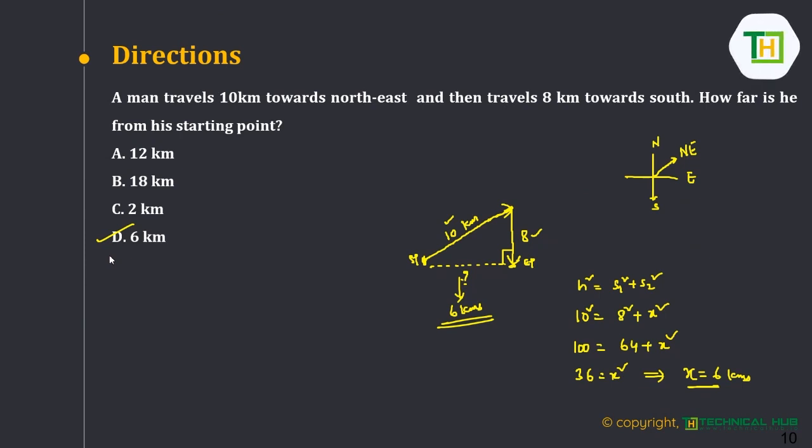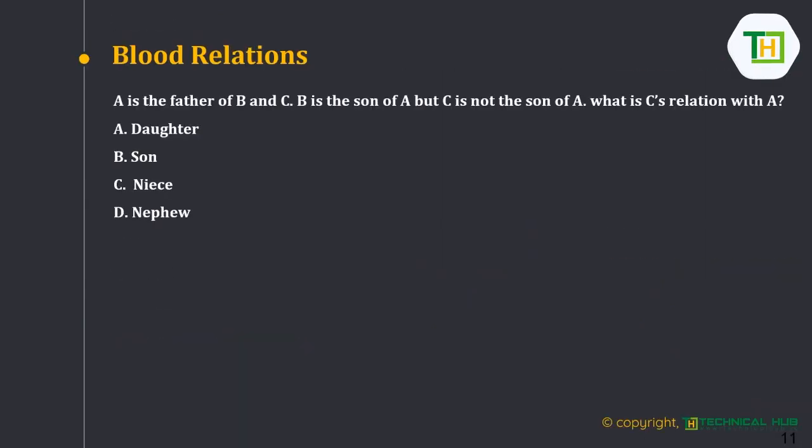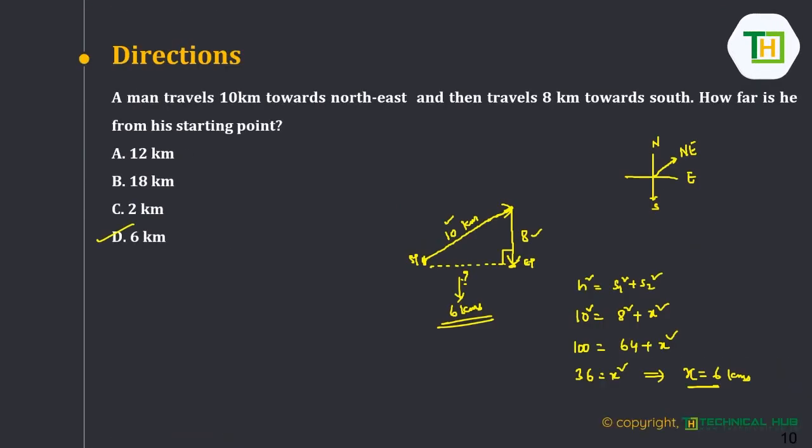Even 6 kilometers, but someone said, okay, 2. So I don't know how they got 2 kilometers here. So first he moved towards northeast and then south. So it will be like a right angle triangle when I want to find the distance between the starting and ending point. By using that theorem, you can easily find x is equal to 6.